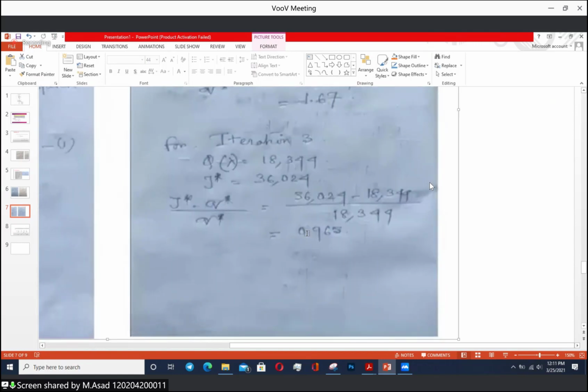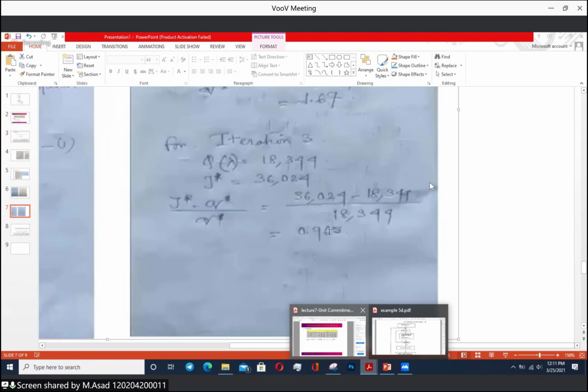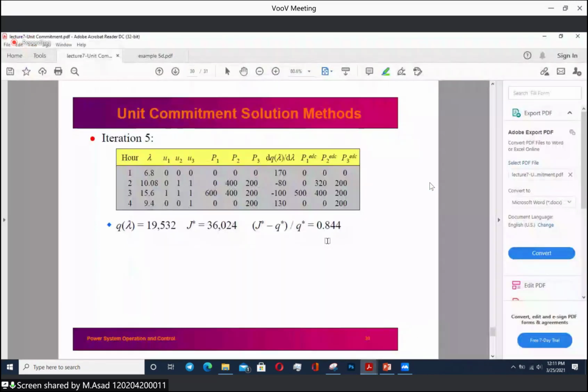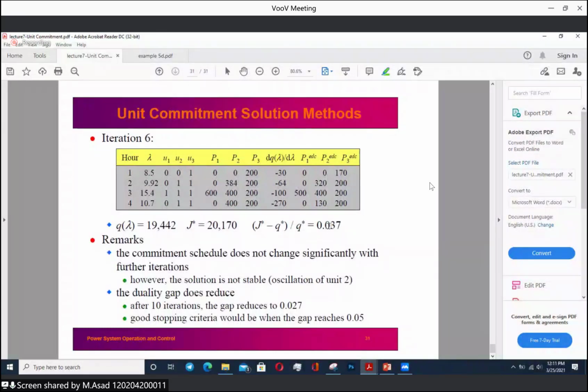We need the duality gap to be very low; about 0.05 is okay. Fully zero we very rarely have. So at iterations 4, 5, 6, we are having lower and lower, something like 0.9, then 0.5, then 0.8 again. So it is oscillating, and at 6 we get 0.03, which is quite small. So we can stop our solution here when the duality gap is less than 0.05.